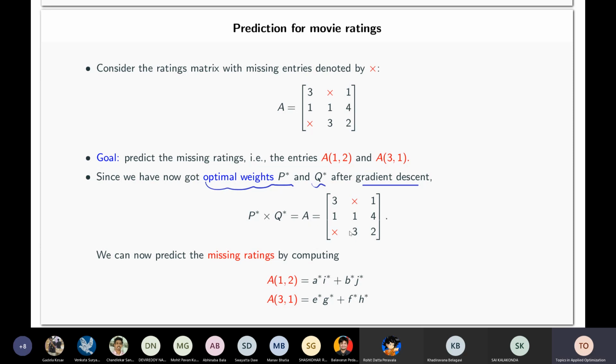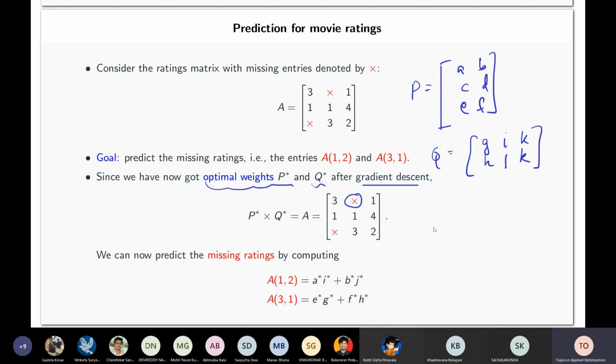In other words, to predict the A12 entry, I will multiply with, so what was the P matrix? It was A, B, C, D, E, F. And then the Q matrix was G. Let me do it in a rectangular way. So G, H, I, J, K. So all these entries are known for P. P doesn't have a missing entry. P, all the entries are known.